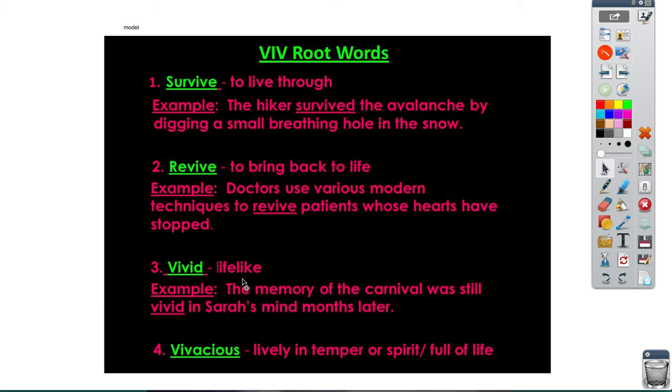Vivid, lifelike. The memory of the carnival was still vivid in Sarah's mind months later. And vivacious, lively in temper or spirit, full of life. Kind of like Miss Pipitone in the classroom, right? Hopefully you guys will be able to see my vivacious self soon. But back to our lesson. What does the word root viv, V-I-V, mean? That's right. It means live or life. That's what all of these definitions have in common.